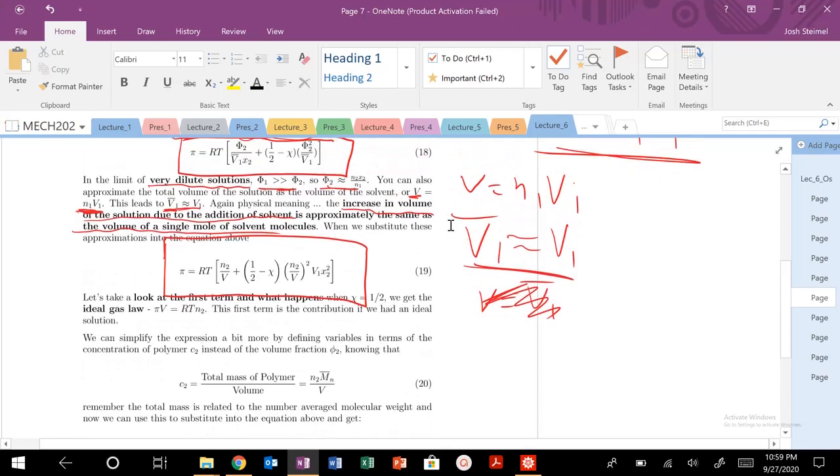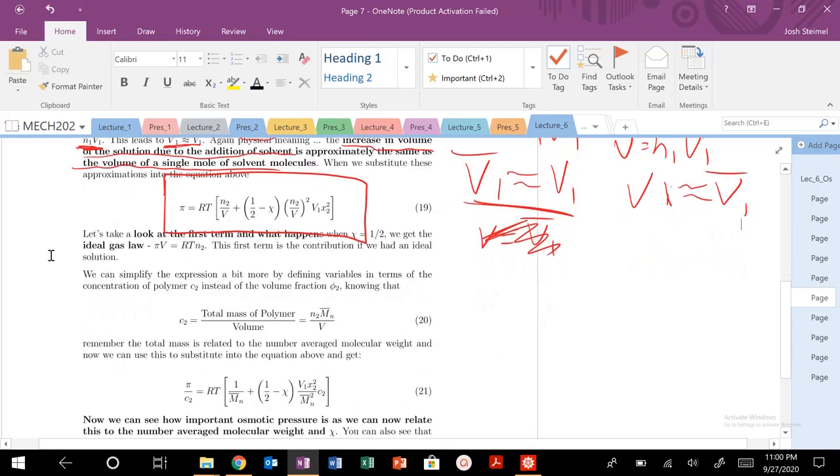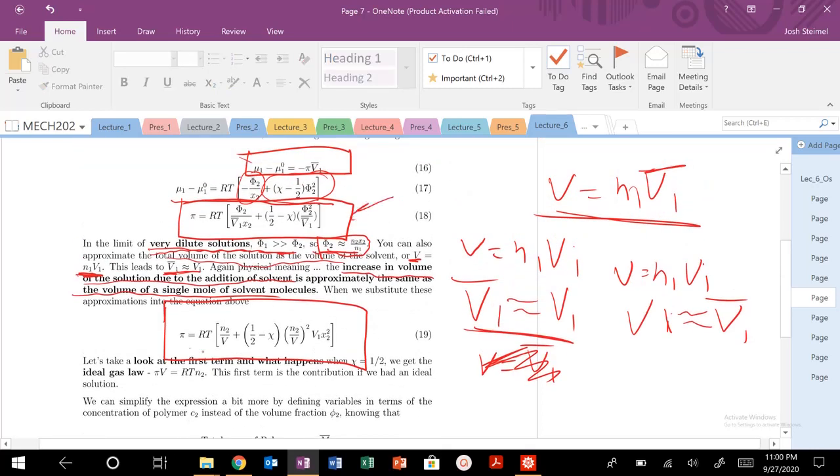About membrane osmometry. We left off last time making the assumption that we're working with very dilute solutions, which is pretty reasonable. So the total volume of our solution is approximately the total volume of our solvent, N1 V1, and V1 is approximately equal to our molar volume. With that, we were able to make some simplifications, substituting these approximations into our equation above, and we got this expression.